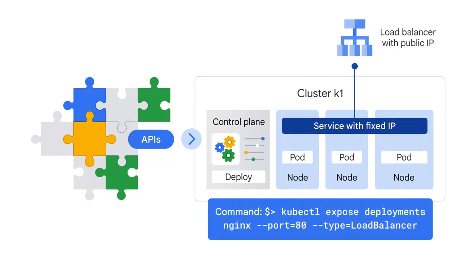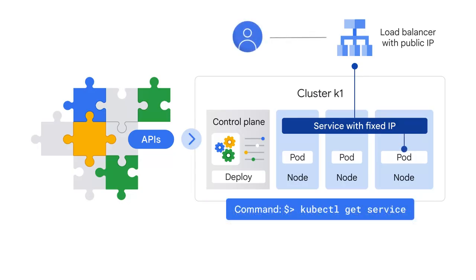Kubernetes creates a service with a fixed IP address for your pods, and a controller says, I need to attach an external load balancer with a public IP address to that service so others outside the cluster can access it. In GKE, the load balancer is created as a network load balancer. Any client that reaches that IP address will be routed to a pod behind the service. A service is an abstraction which defines a logical set of pods and a policy by which to access them.